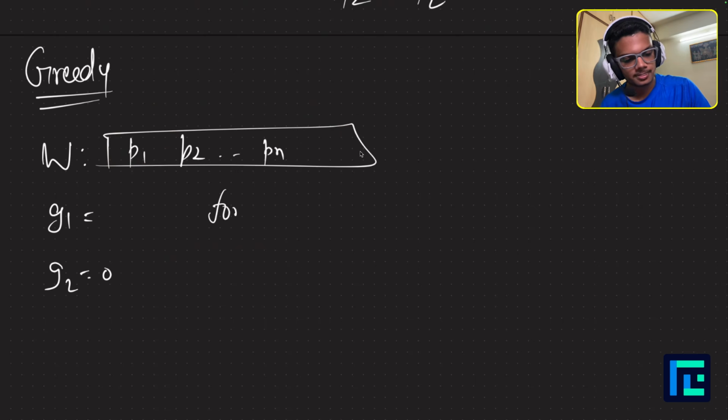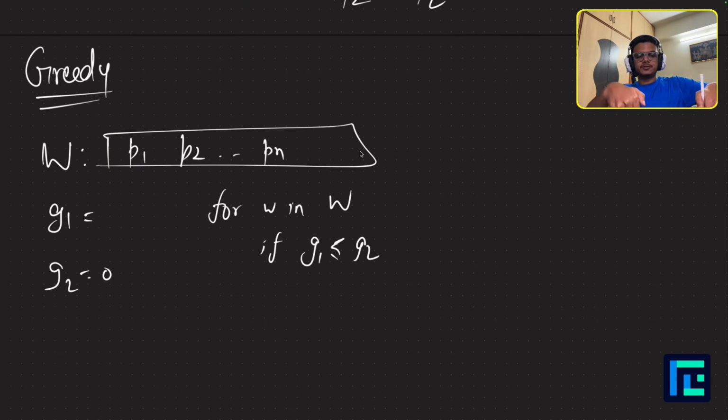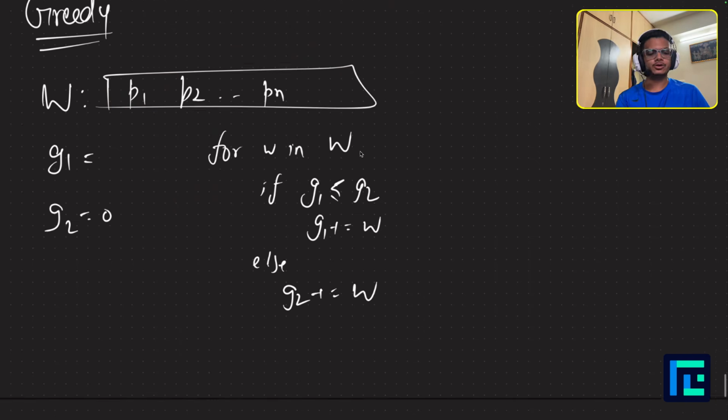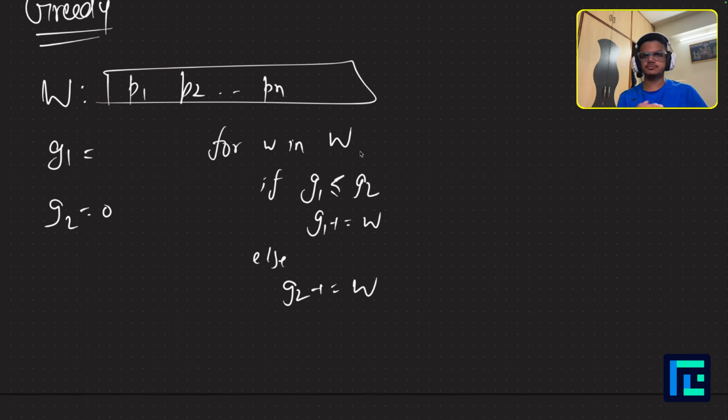For example, I can just go through the weights, for w in w, if G1 is less than or equal to G2, that is, the current sum of weights in group 1 is less than the second group, you just add this current guy to this group, else you add it to the second group, right? So effectively, whenever you encounter an element, you're assigning it to a group with a lesser sum.